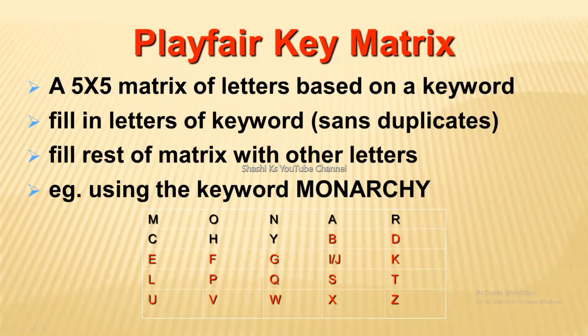In the Playfair cipher, there is a key matrix, which is a 5x5 matrix of letters constructed based on a keyword. This is our Playfair matrix. Here our keyword is monarchy. First, the 5x5 matrix is filled with the letters of the keyword MONARCHY. Then the rest of the matrix is filled with other letters from our alphabet. I and J are treated as a single unit and are filled in only one cell in the key matrix.